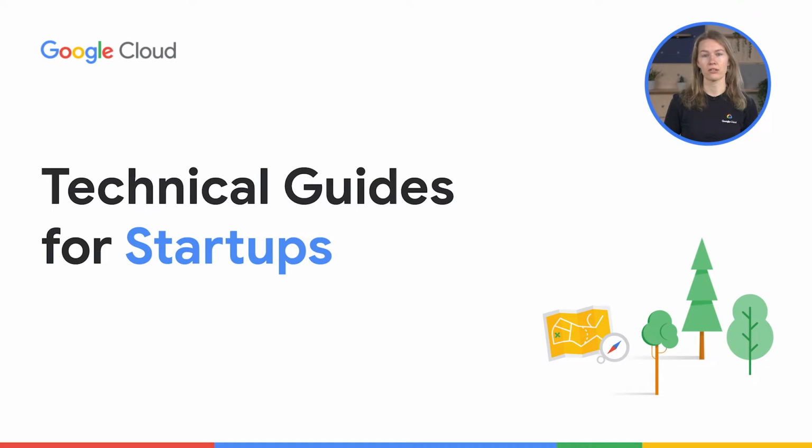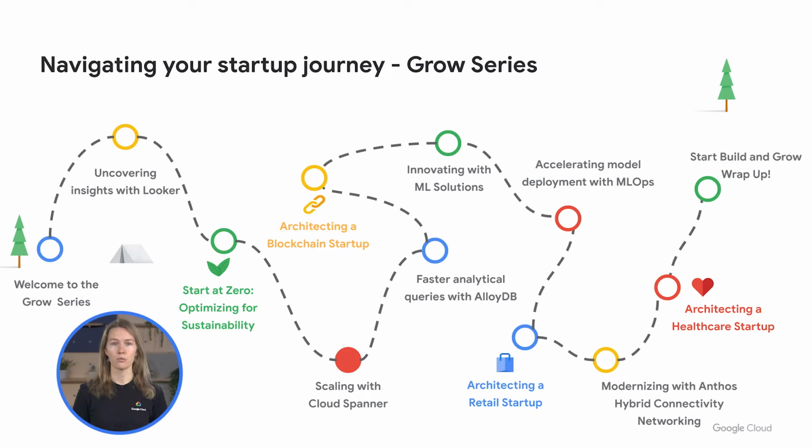And welcome you back to the Technical Guide for Startups, where we are creating a series of videos for technical enablement to start, build and grow your businesses successfully and sustainably on Google Cloud. In our previous videos, we talked about how to scale with Cloud Spanner and how to optimize your cloud solutions for sustainability. And now we'll focus on our new database, AlloyDB.